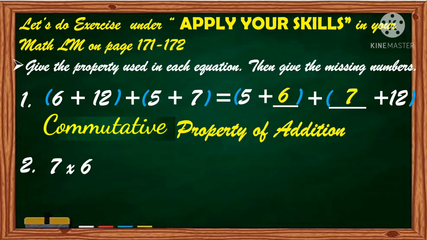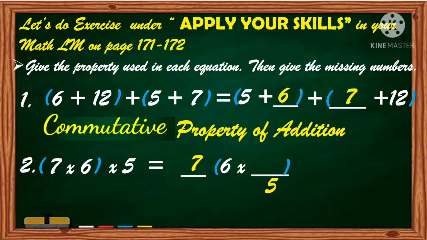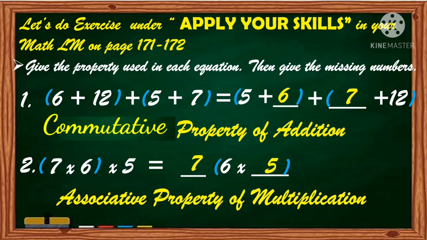Let's go to number 2. 7 times 6, open and close parentheses, times 5 is equal to blank times 6 times blank, open and close parentheses. 7 is the answer, and the missing number is 5. And what property of operation is this? Very good. That is associative property of multiplication.